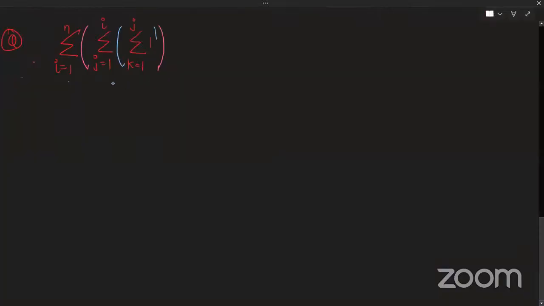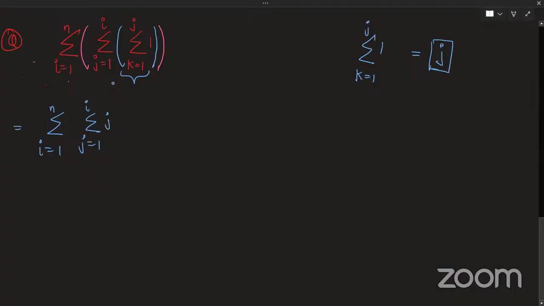So we will start from the innermost bracket, right? In the innermost bracket, I have sigma k going from 1 to j of 1. So what is this value? K is going from 1 to j, so it is j. Correct. So this thing basically becomes sigma i from 1 to n, sigma j from 1 to i, of j.